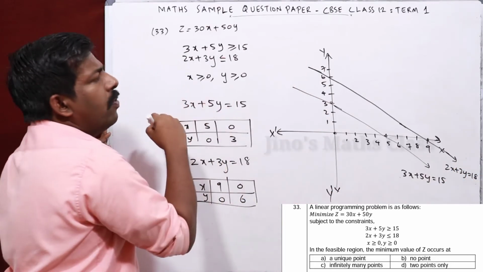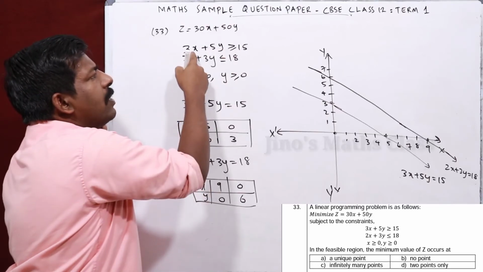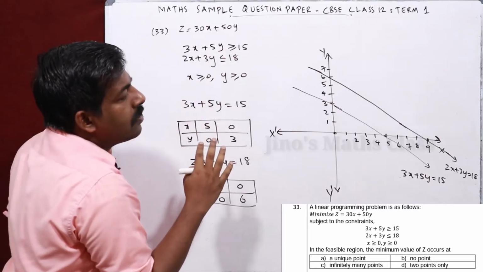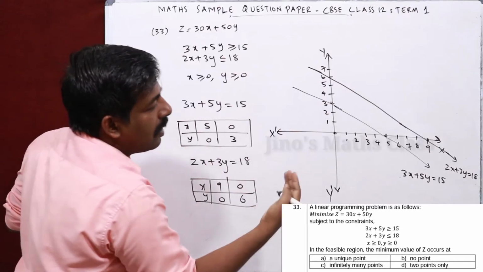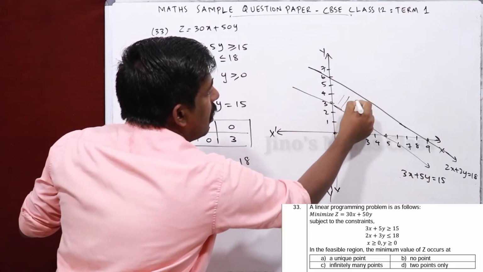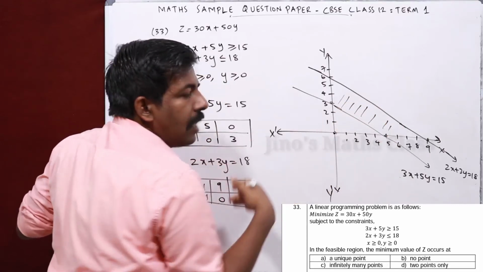Now we can move to the feasible region. For that we consider the first inequality, and when we substitute x is equal to 0 and y is equal to 0, it is not satisfying. That means we have to consider the side where the origin is not there for that line. That means for this line, the right hand side is the region, not the left hand side. Why? Because when we substitute the origin, it is not satisfying.